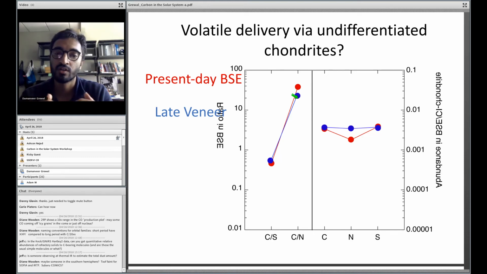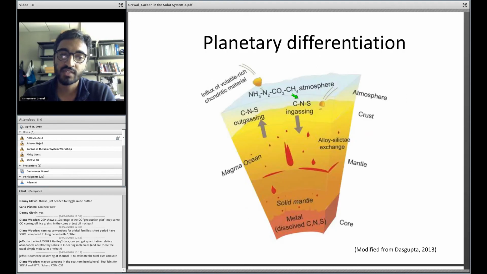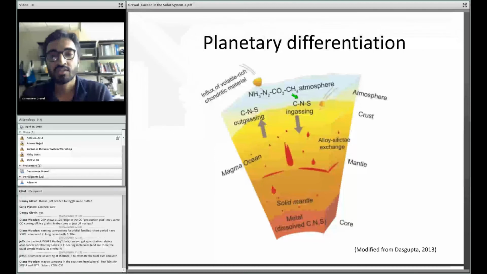Either you have to lose nitrogen to an early atmosphere and that atmosphere was basically lost, or you have to lose nitrogen preferentially to carbon into the core of the Earth. So to understand these processes, we need to look at planetary differentiation. So basically what you have is delivery of undifferentiated chondrites, and during those early stages of the Earth, there could be a magma ocean present under those conditions. After the delivery of undifferentiated bodies, we could have separation of the metal phase and the silicate phase.